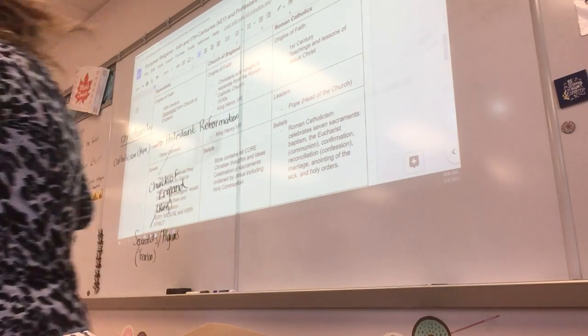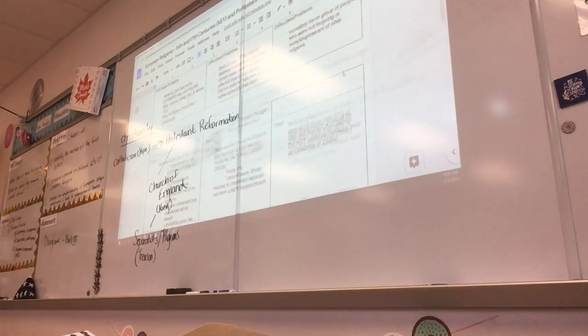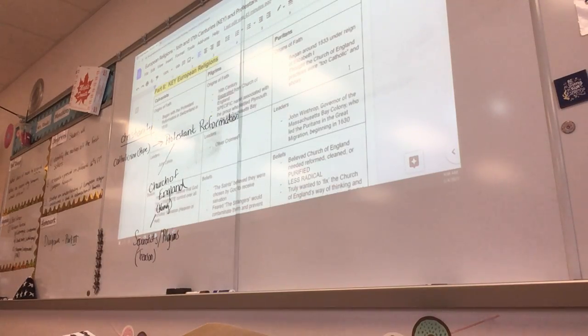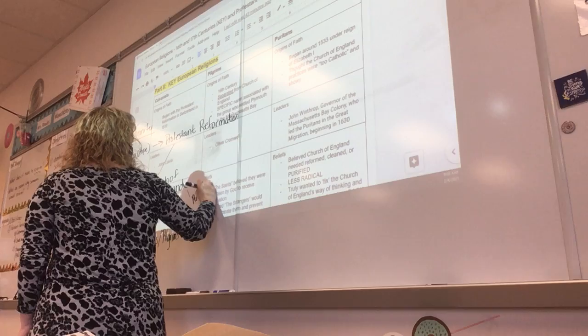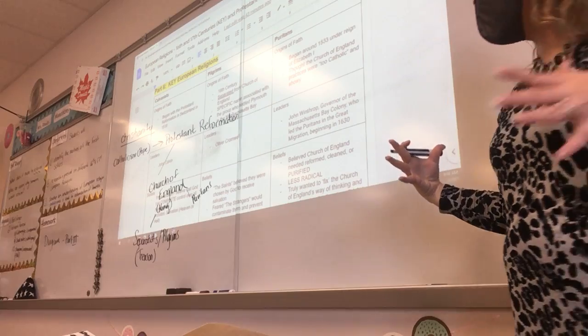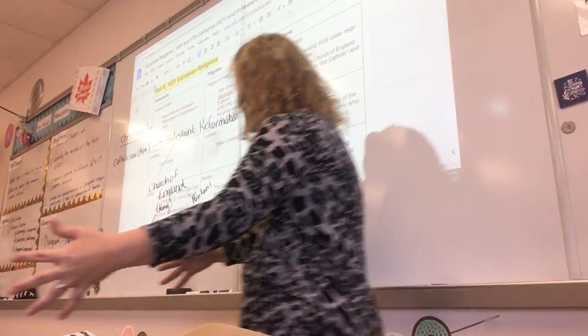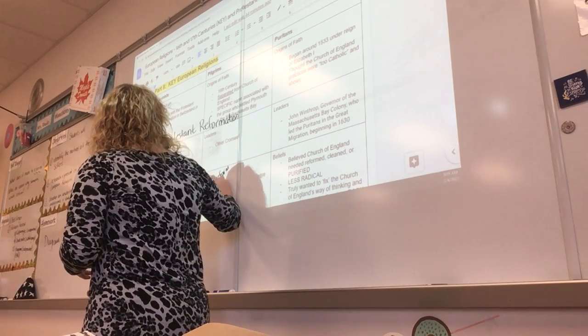All right. The next group is the Puritans. These Puritans wanted to simply do what their name states. They wanted to purify the Church of England. They didn't necessarily want to separate, but they wanted to make it better. They wanted to reform the Church of England.